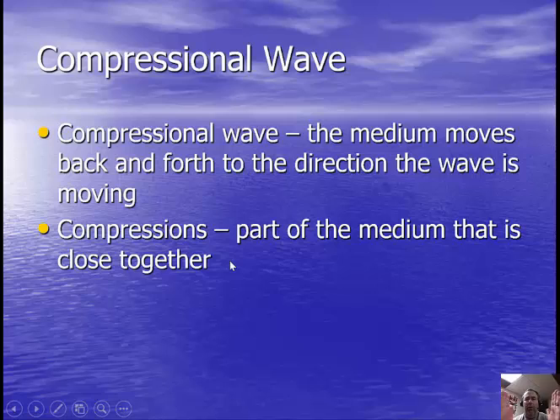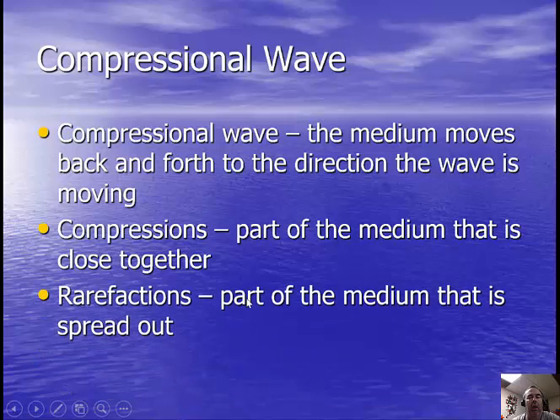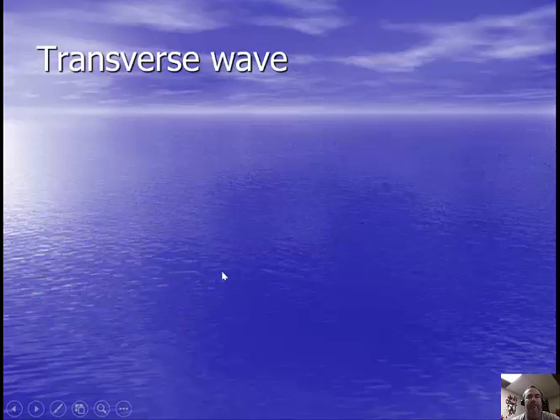Now there are two parts on a compressional wave. Compressions are the part where they are really close together. When you compress something, you squeeze it close together. So compressions on a compressional wave are the parts where the medium is really close together. And the rarefactions are the part of the medium where it's spread out. So close together, compressions; spread out, rarefactions.